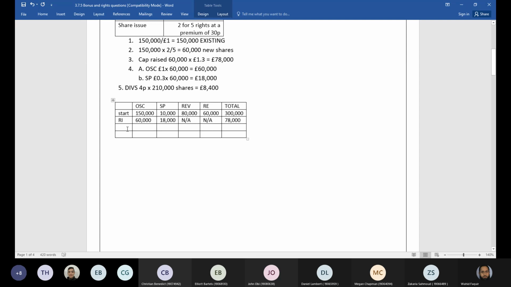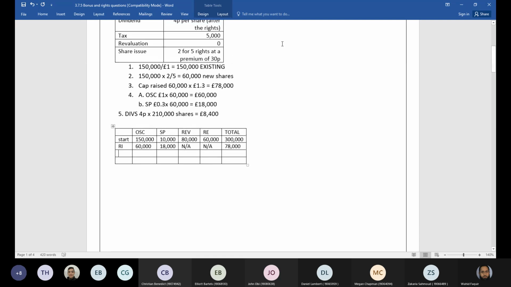What else has happened? Do we have a revaluation? Let's just look at the information. I remember it. There wasn't one. 0. That doesn't change then. So we don't need to put revaluation down there. Only the things that have changed. What else has changed? Retained earnings, profit for the year, profit from operations.